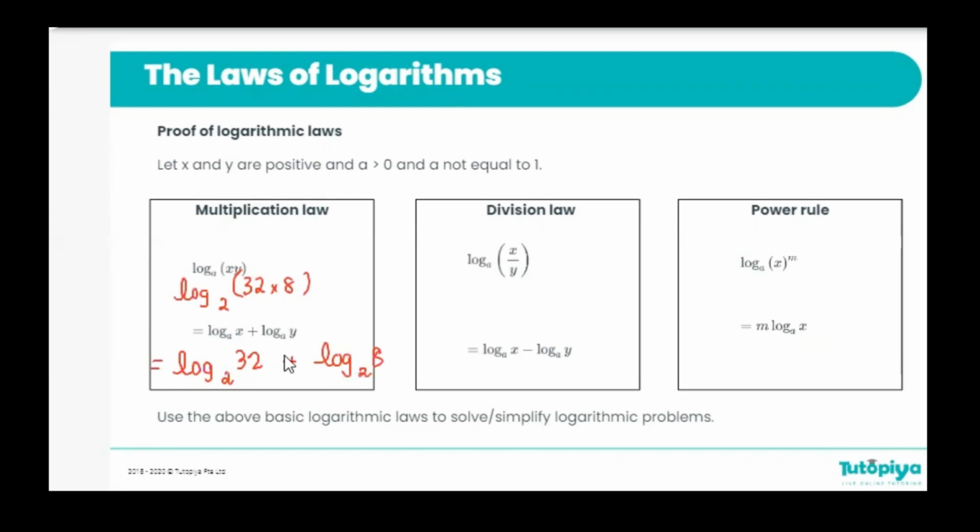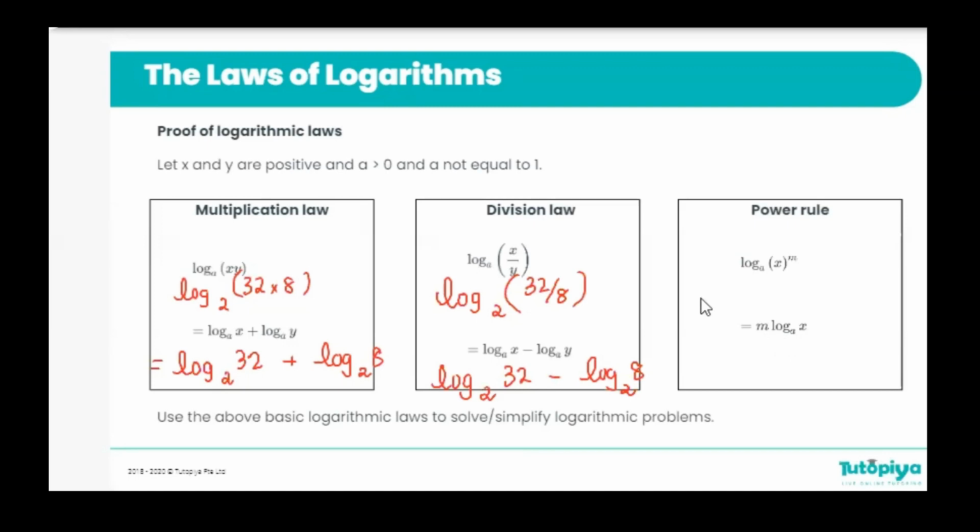Then moving on to my division law, if I have log 32 over 8 to the base 2, I can also rewrite this as log 32 to the base 2, take away log 8 to the base 2. And finally, for my power rule, we know that log x to the power m to the base a can also be written as m log x to the base a.